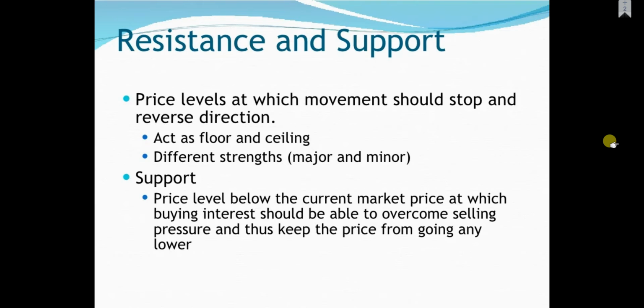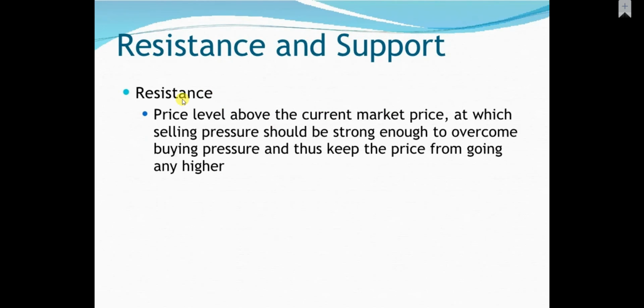Support is the price level below the current market price at which buying interest should be able to overcome selling pressure and thus keep the price from going any lower. Resistance is the price level above the current market price at which selling pressure should be strong enough to overcome buying pressure and thus keep the price from going any higher.